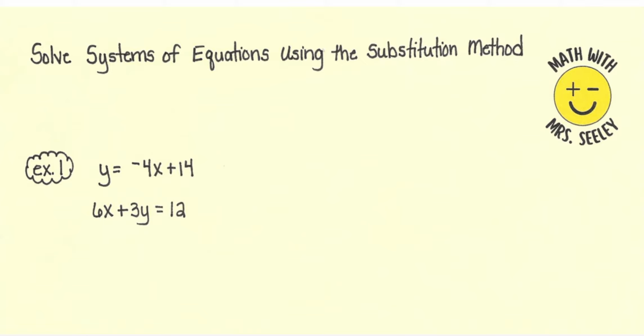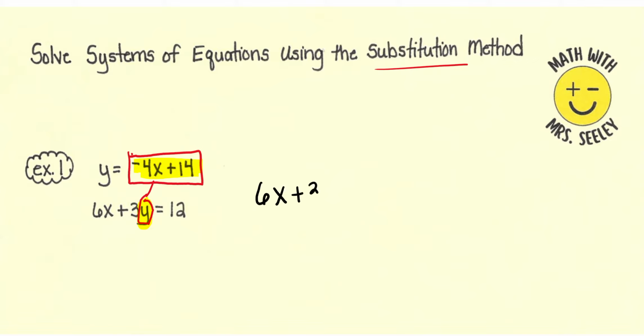Let's take a look at the first example. So in this first example, they have told me that y is equal to this expression. So we're going to take this expression for y and substitute it into the other equation for y, hence substitution method. So we're going to take the negative 4x plus 14, and we're going to put it where that y is.